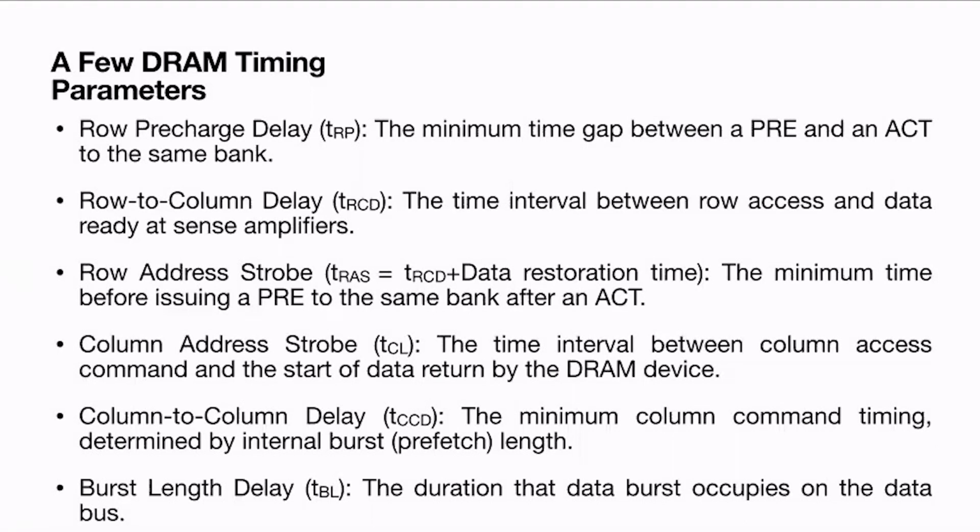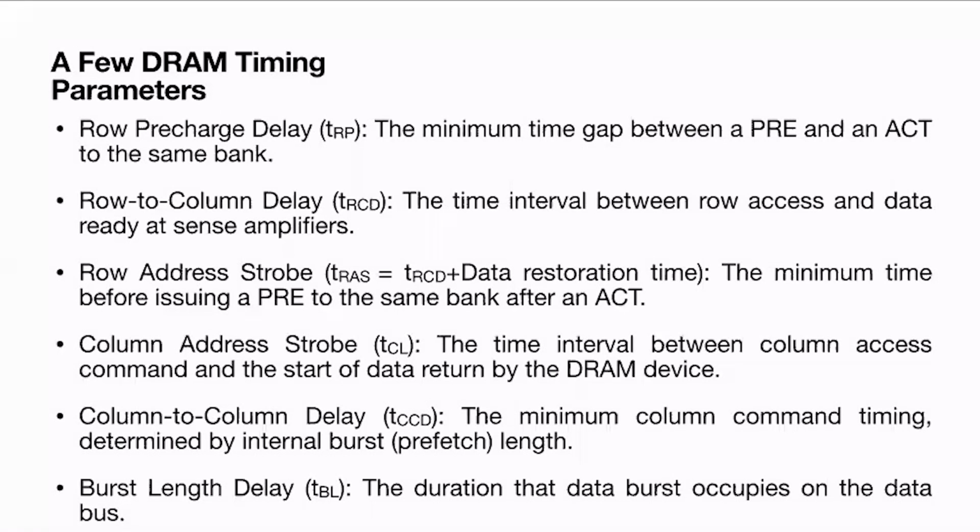That is, once I give a CAS command, it is going to take TCL amount of time to get the data on the bus. So the time interval between the column access command and the start of the data written by the DRAM device is TCL. And when I read the data from column 0, now if I want to read the data from column 1, even though it's the next column in the same row, I have to wait for some amount of time. That is called CCD, column to column delay.